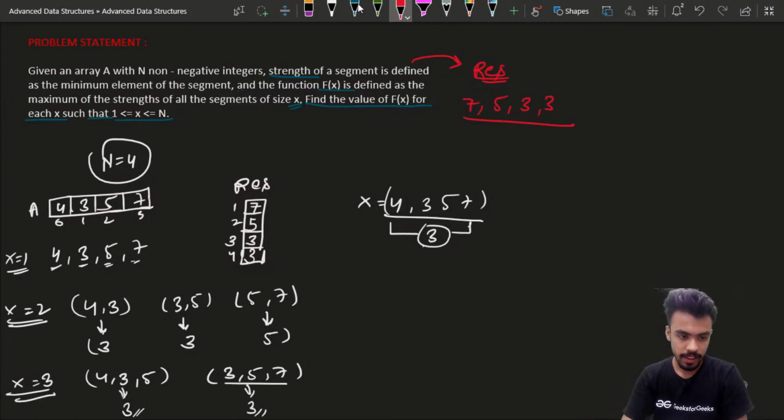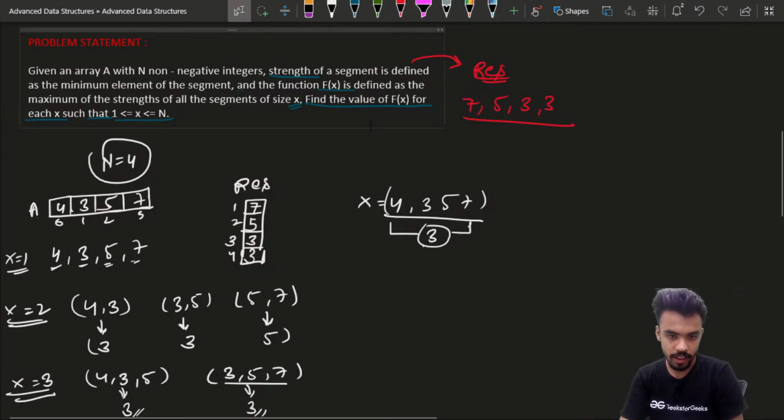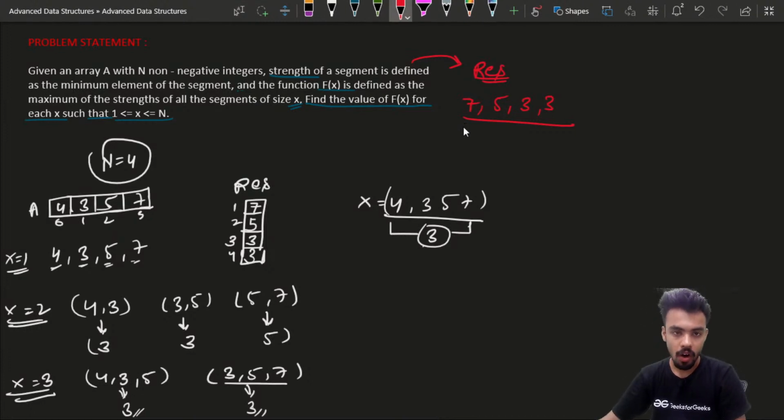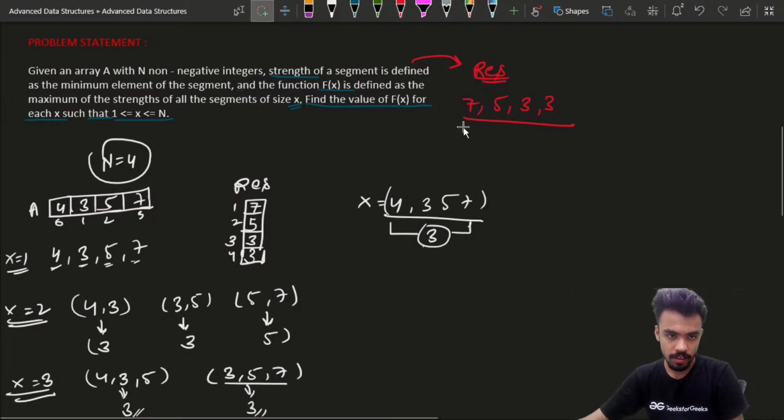So now let us take a look at the algorithm, how we are going to solve it. This is our solution, we know that because we have calculated it manually, but how we are going to solve it programmatically, that we have to discuss. Okay, so now we can erase this thing.